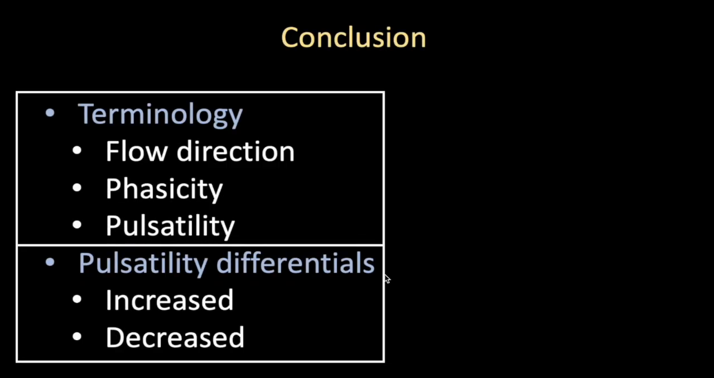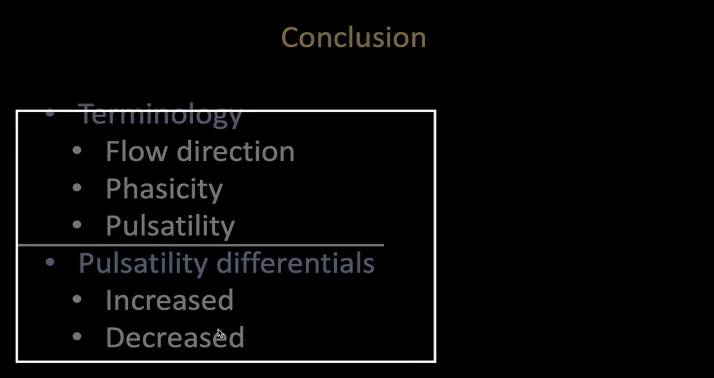So that's a quick overview of liver Doppler. Again, I think it's important to understand pulsatility, to understand the normal flow direction and phasicity. And using that pulsatility understanding, it gives us some differential diagnoses: with increased pulsatility, heart failure and tricuspid regurgitation, and with decreased pulsatility, where we think about cirrhosis and Budd-Chiari, as well as sinusoidal obstruction syndrome.